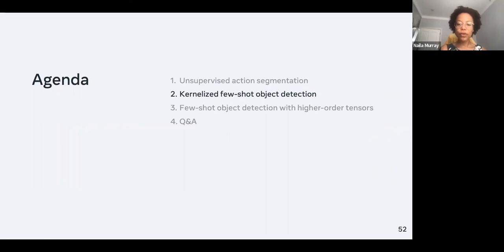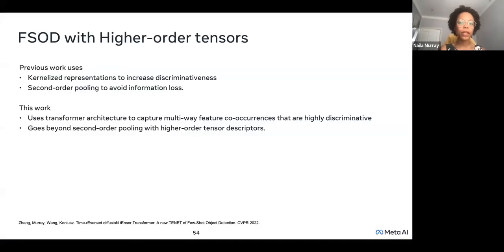So that takes us to the third work, which, you'll see, is a fair continuation of the previous one. Here we're going to be once again doing few-shot object detection, this time using higher order tensors. The previous work uses kernelized representations in order to increase discriminativeness, and also uses second order pooling, which I didn't talk about, but you'll see a bit more here now, to avoid information loss. This work takes these things a bit further in terms of using, for example, a transformer architecture that can capture multi-way feature co-occurrences.